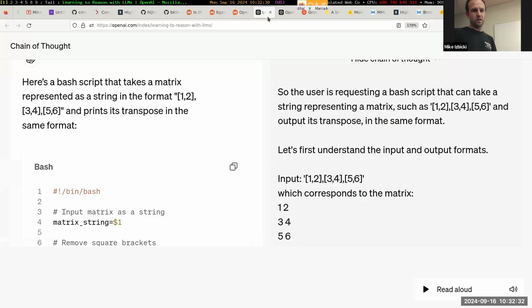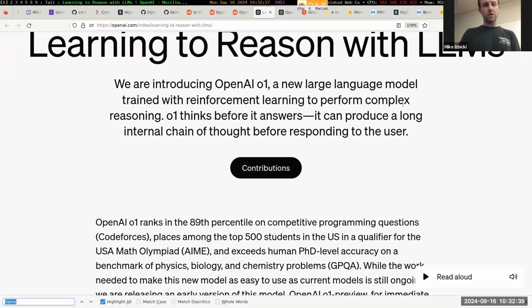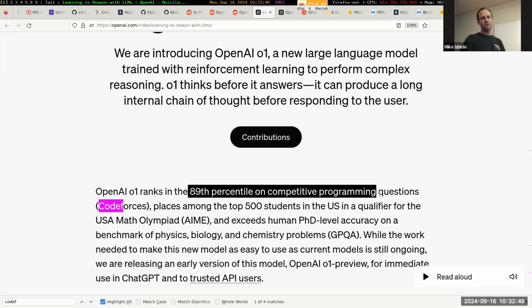And if we come over here to the actual statements from OpenAI about why their new models are good, I'm going to do a search for Codeforces. And the very first thing they talk about on this web page is their performance on Codeforces, and that they're in the 89th percentile of competitive programmers.